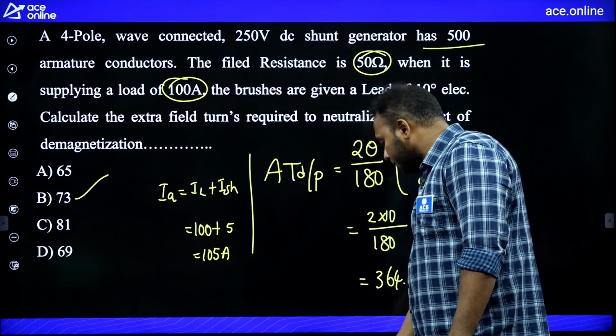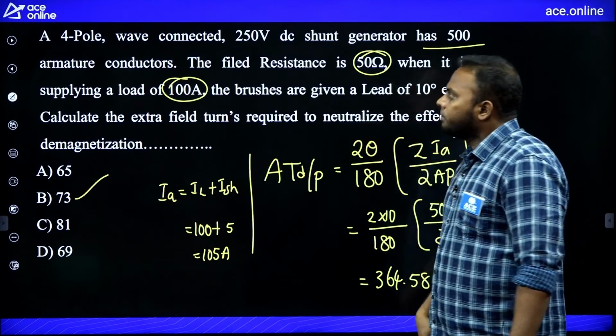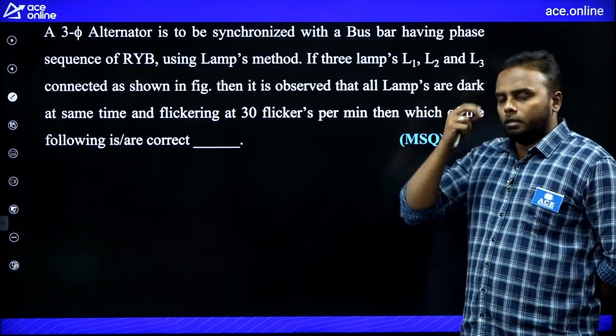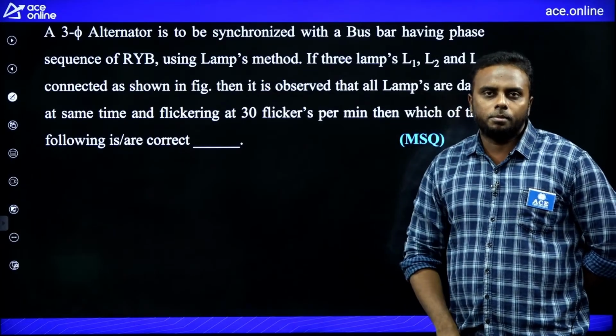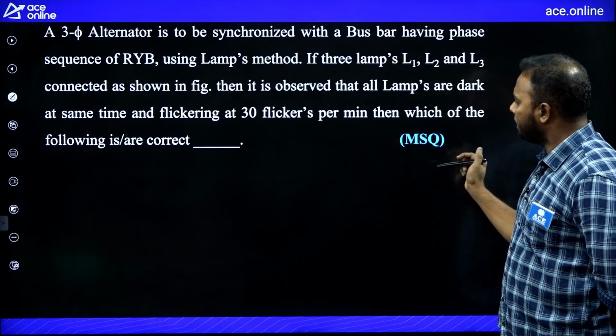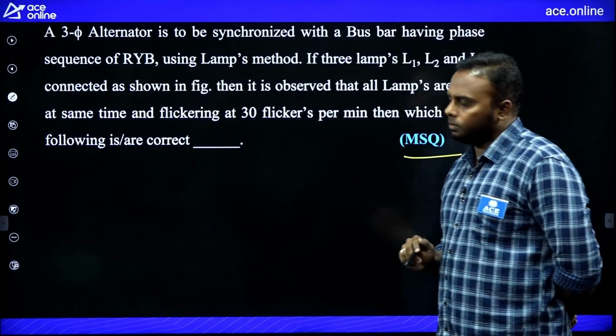Okay. Let's see a last question. So this is on alternator taken from parallel operation. During synchronization process we use lamp methods, so that is related. This is MSQ model. Read the question first.